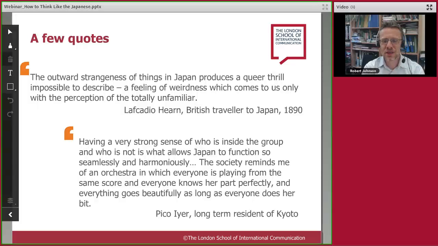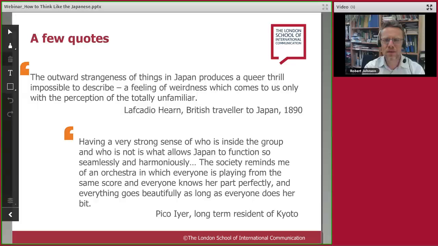the sort of image here from Pico Iyer, who's a long-term resident of Kyoto, but of British Indian heritage, it reminds him of an orchestra in which everyone is playing from the same score and everyone knows their part perfectly, and everything goes beautifully as long as everyone does their bit. So I think this is definitely a sense that you get when you live there. I was there for 5 years and immediately felt that there was something communal going on.